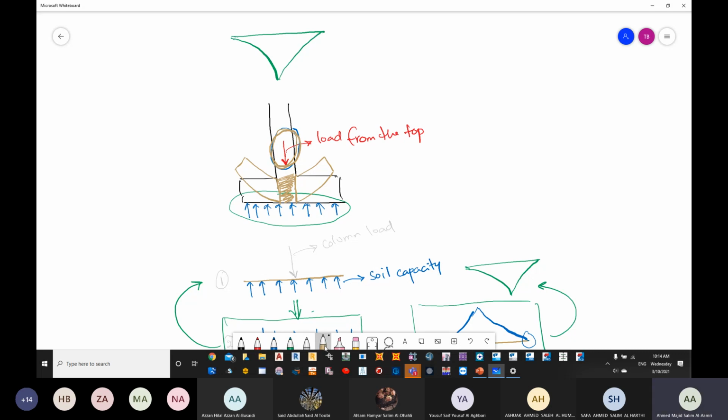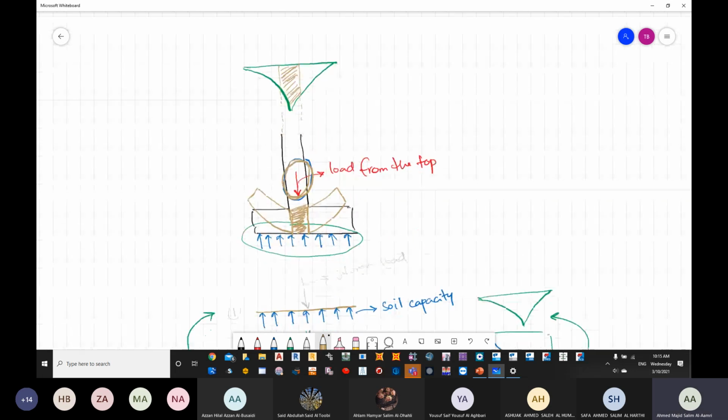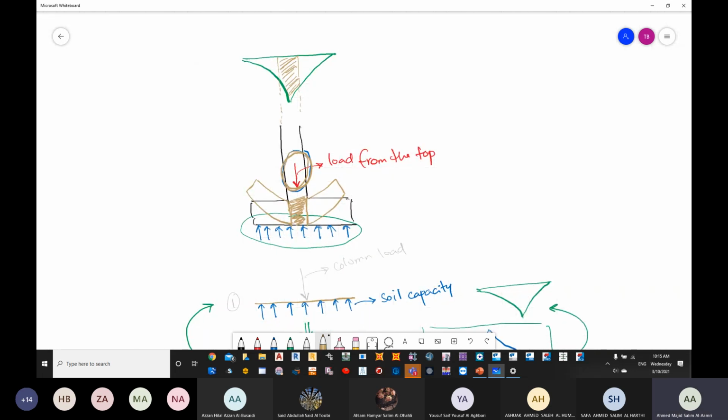Now we said that this particular position, where the column is, will not bend, right? We said it's not going to bend. So if I want to find the maximum bending moment, then the maximum bending moment will be here and here. Why? Because we said the center portion where there is the column will not bend.